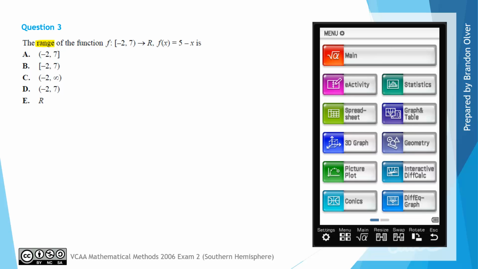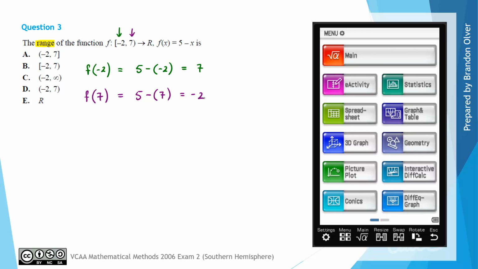If we first do this purely by hand, what we'd want to do is find the y values when x is -2 and when x is 7. So they're the two endpoints of the domain. Starting with -2, I'm going to do the function evaluated at -2, and that will be 5 subtract -2, which gives +7. For the next point, f of 7 gives 5 subtract 7, which equals -2.